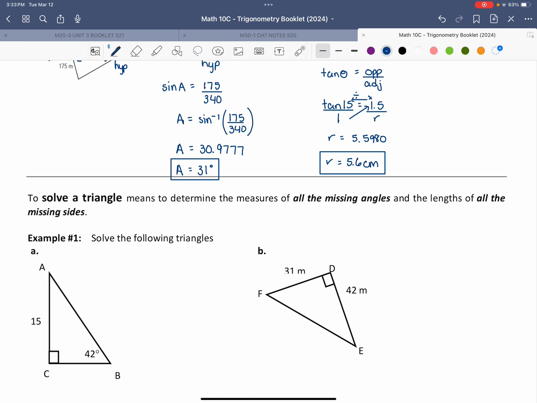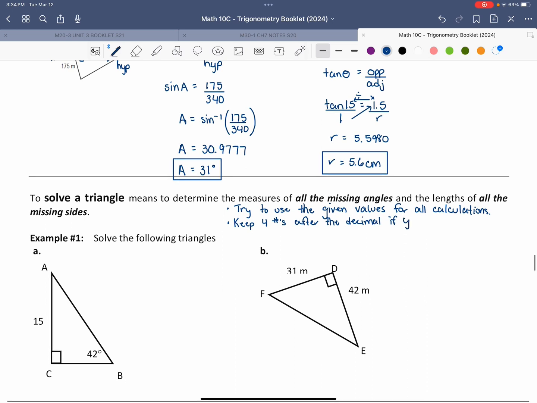A couple things to keep in mind whenever we're solving a triangle is we want to try to use the given values for all calculations, and keep 4 numbers after the decimal if you need to use a calculated value for further calculations.